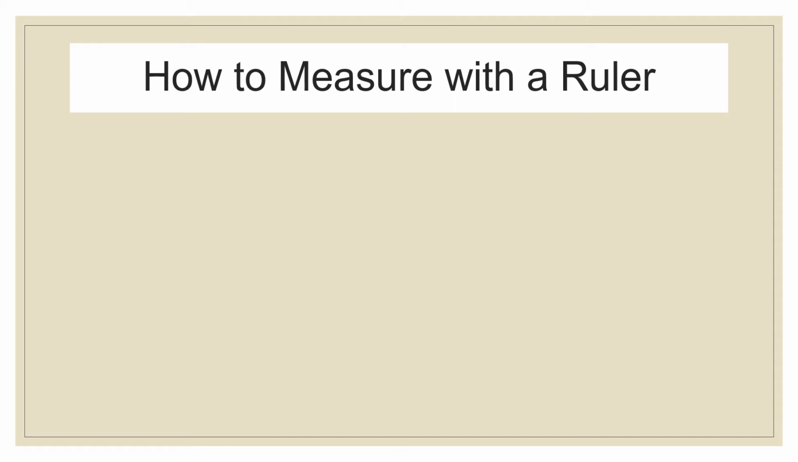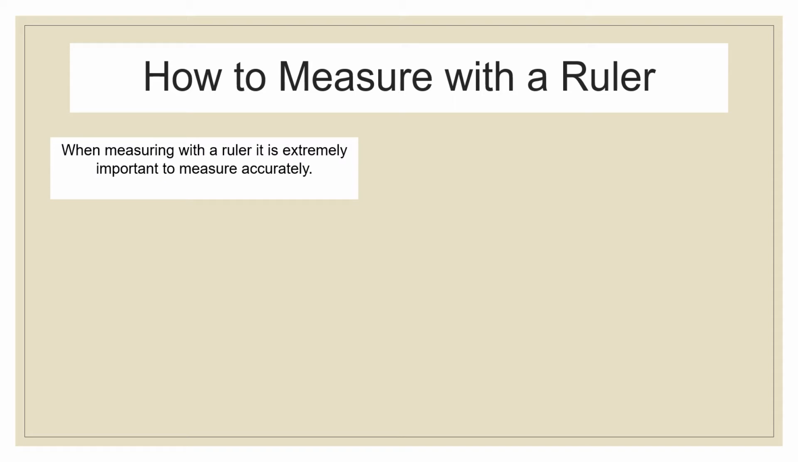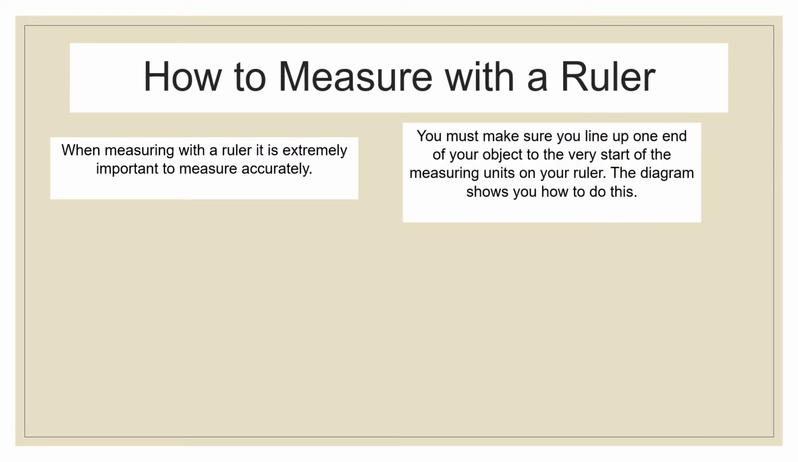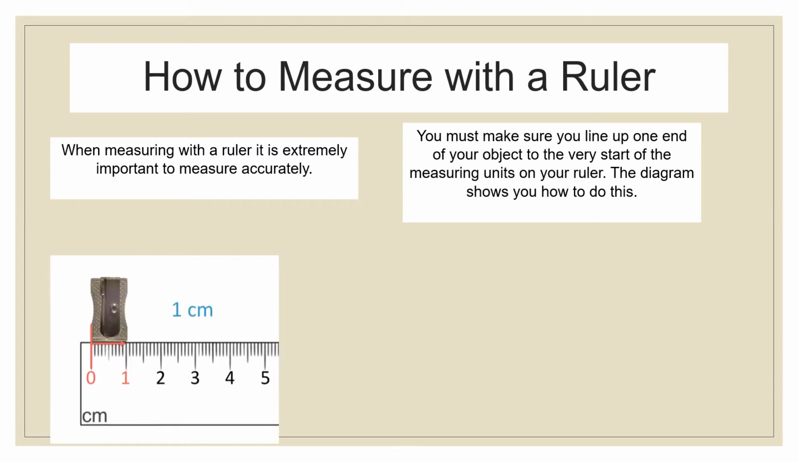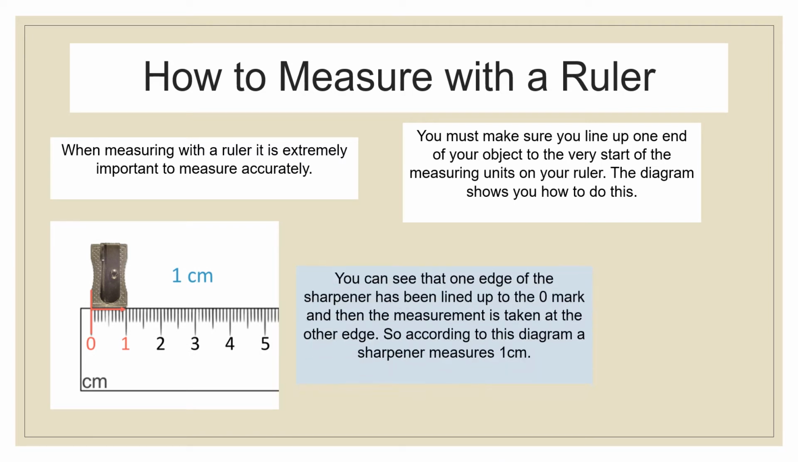I thought it would be useful to remind you of the process for measuring an object using a ruler. So how to measure with a ruler? When measuring with a ruler, it is extremely important to measure accurately. You must make sure you line up one end of your object to the very start of the measuring units on your ruler. The diagram shows you how to do this.